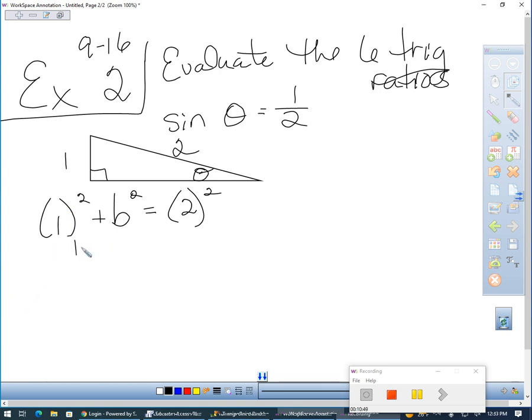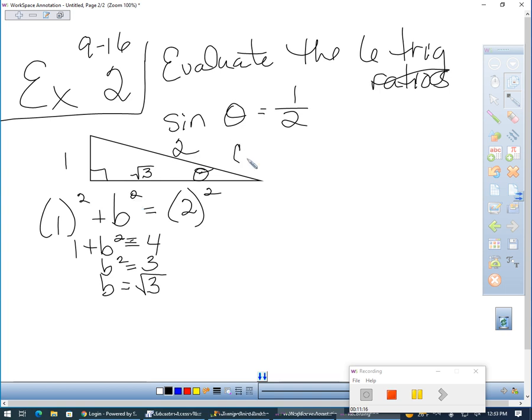So we get 1 plus b squared equals 4. And subtracting 1 over, we get b squared equals 3. So b equals the square root of 3. And I need you to leave it as an exact answer. So it's got to stay the square root of 3. So this side is the square root of 3. Doesn't that sound like fun?